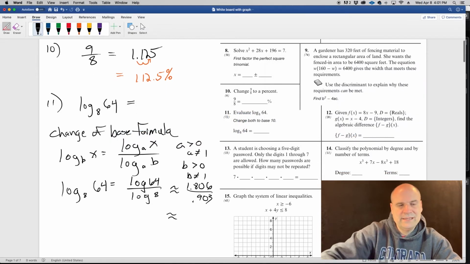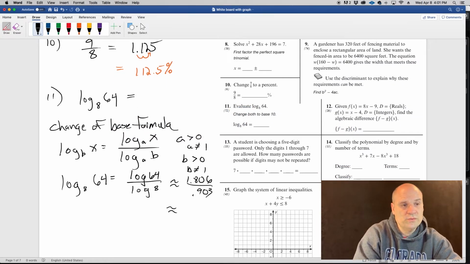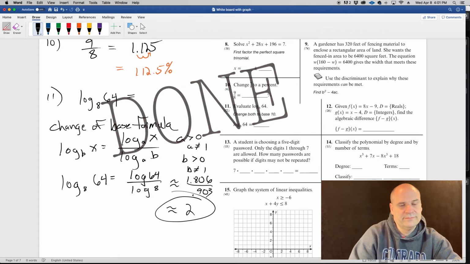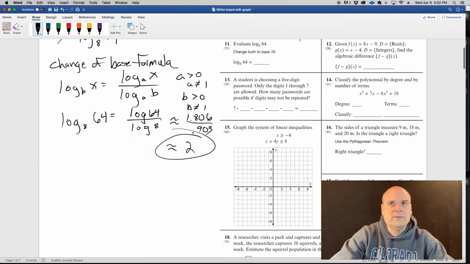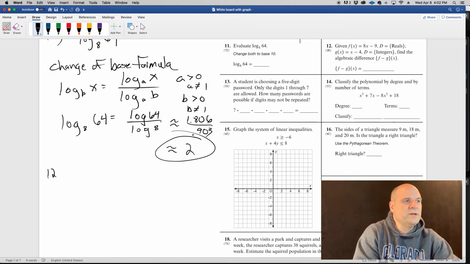And we get 2. All right, number 12. Okay, so we're given 2 functions. We're gonna find the algebraic difference. Difference is just subtraction.